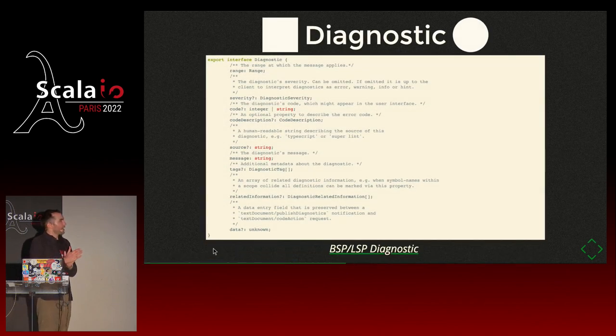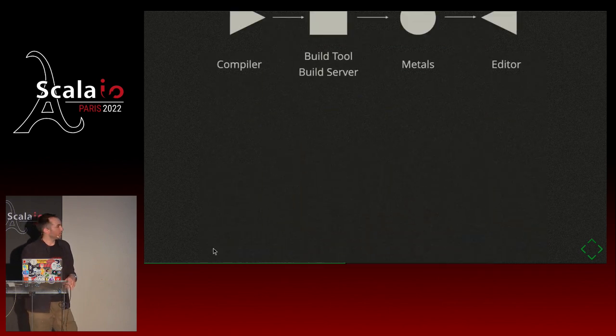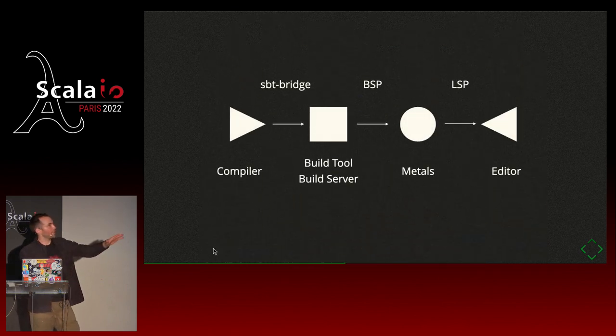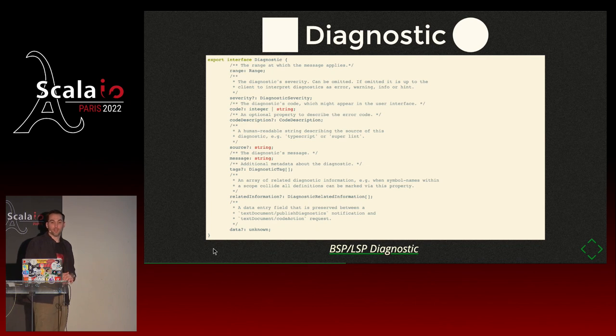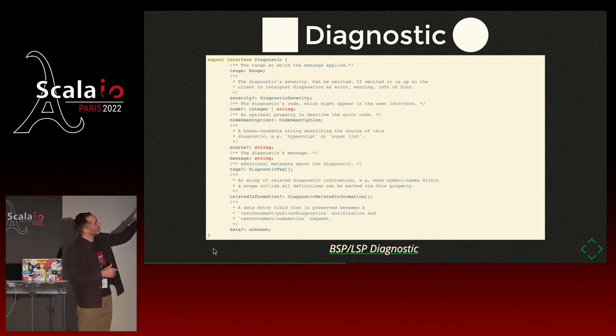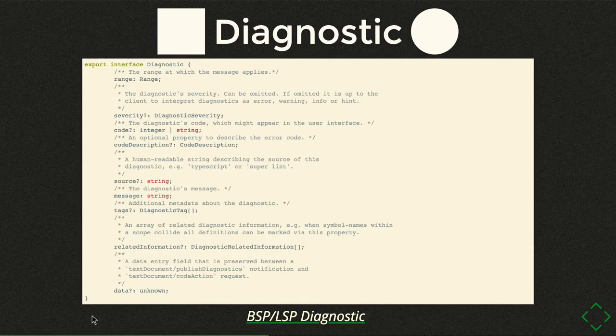So let's look at how a diagnostic actually looks in the protocol, because if where we're ending up is using LSP, that's sort of what the end user is going to see. This is what a diagnostic looks like according to LSP, and therefore BSP, because they mimic each other. We have a range, which is a position. We have a diagnostic severity level. We have a code description and a code. Okay, so that's something new we haven't seen before. What's the code? So we can maybe put a big question mark on those.